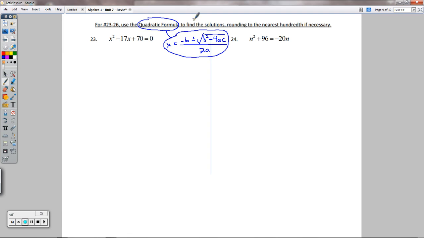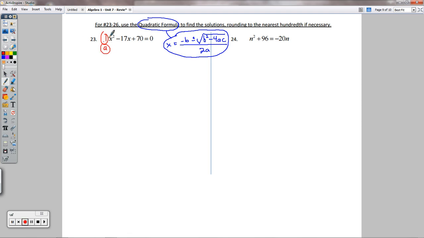We're going to use this formula for each one of these. In order to use this, one side needs to equal 0, and you have to have your standard form. You have to have the x squared part, the variable squared, then the variable, then the constant term. Ax squared, bx, and c. So on this one, you've got an invisible 1 right here.